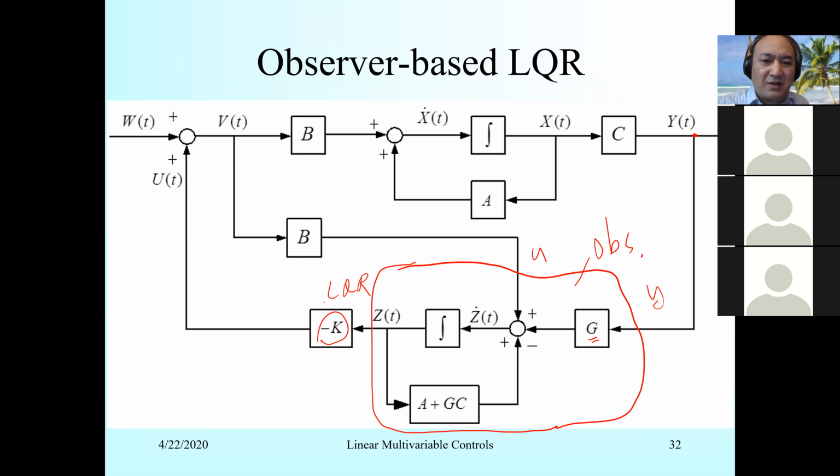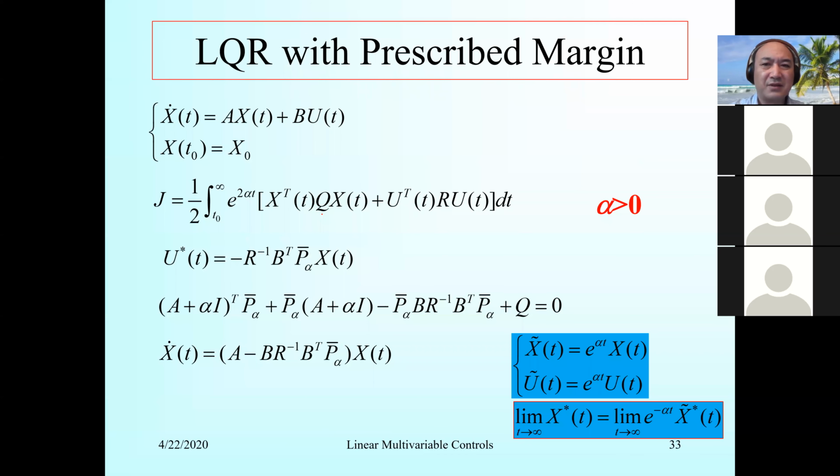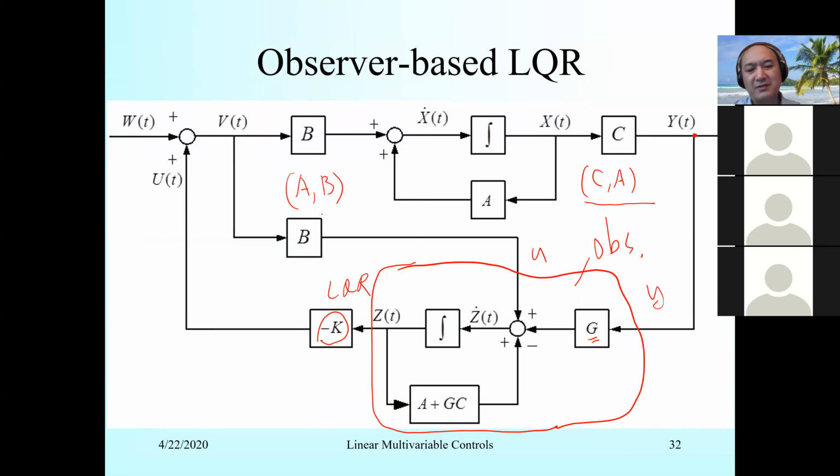I think this is not hard for you at all. But of course, you need a CA as an observer pair. So of course, we already assume AB is controllable. That's it. So here is something a little bit more complex. I hope you will not get very confused.